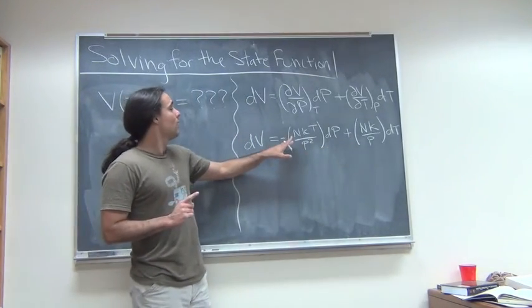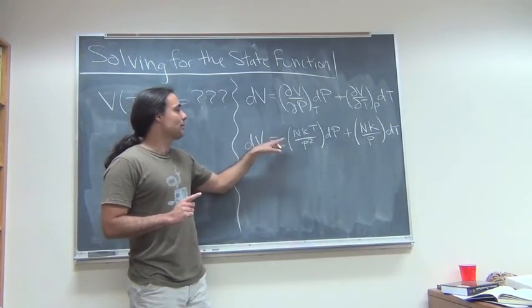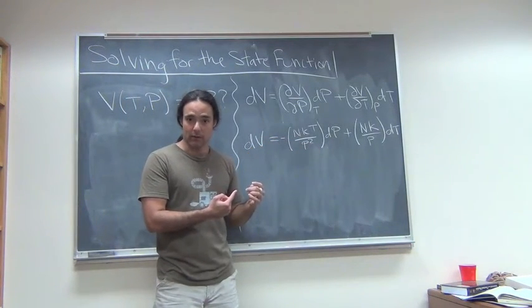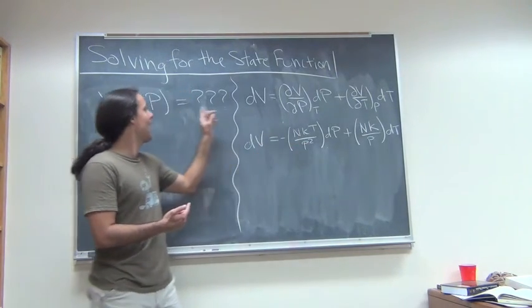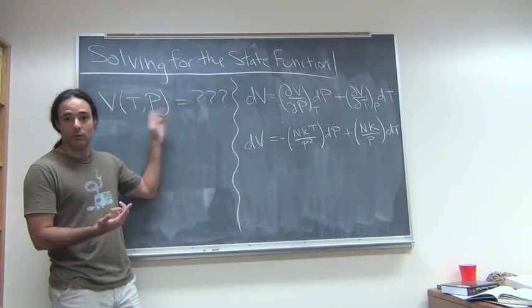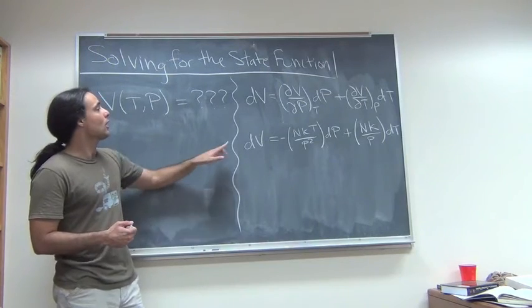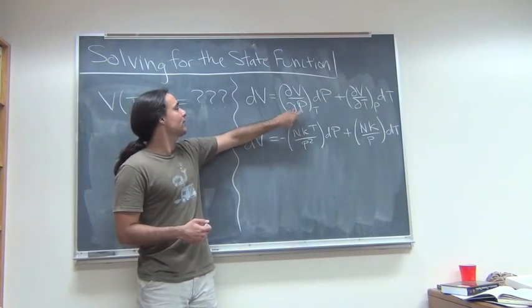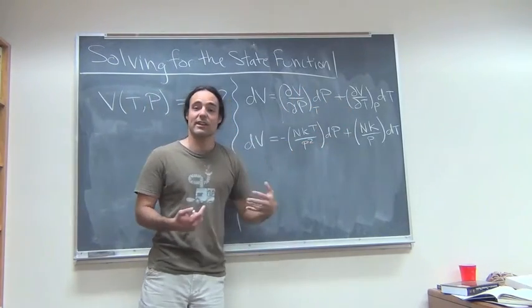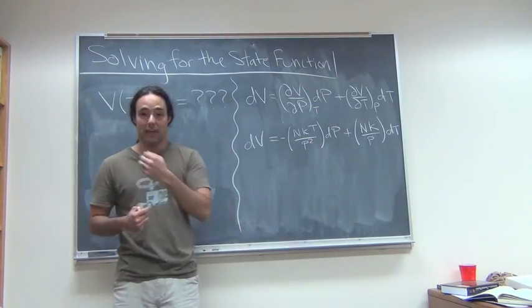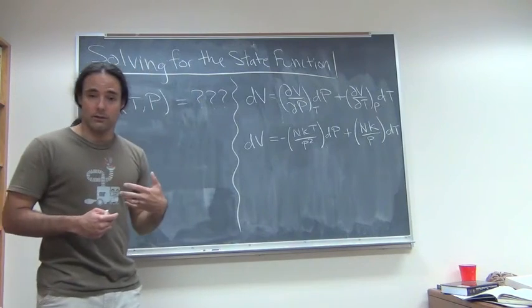But I can't just integrate both of these and then add them together, because then I'm going to get twice as much as my state function really is. Why do I get twice as much? Well, if I integrate this side, I should get a V. If I integrate that side, I should get a V. So I'm going to get two V's out at the end. So I don't really want to do that.